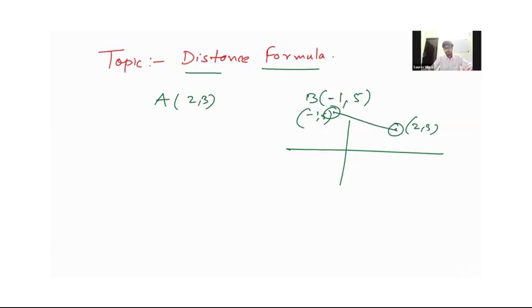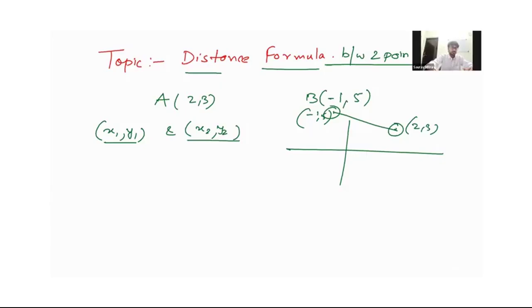For this we have one formula, and that is called your distance formula between 2 points. Let us take the general version. Suppose we have 2 points, x1 comma y1 and x2 comma y2. These are not particular points, so we are taking them in general.